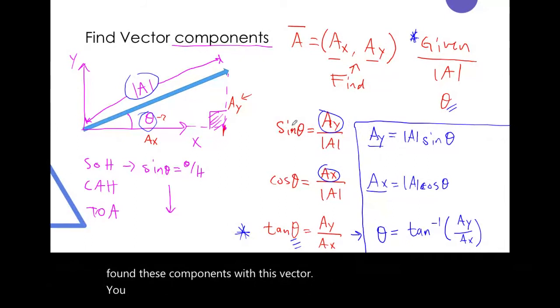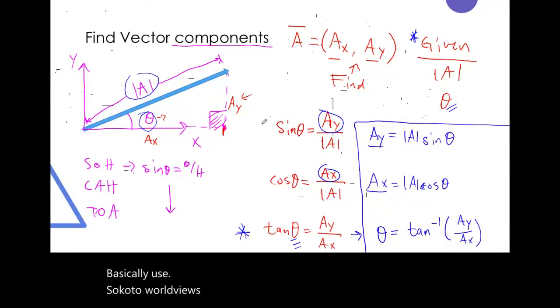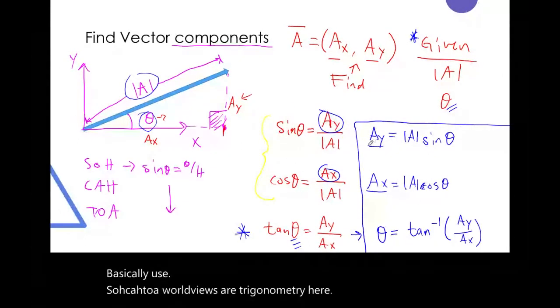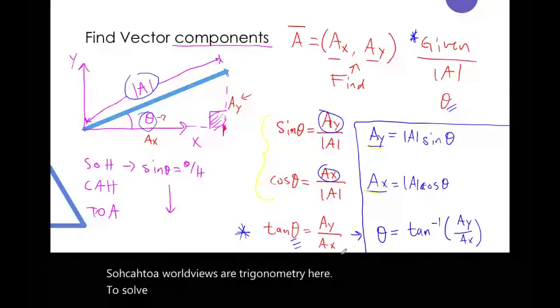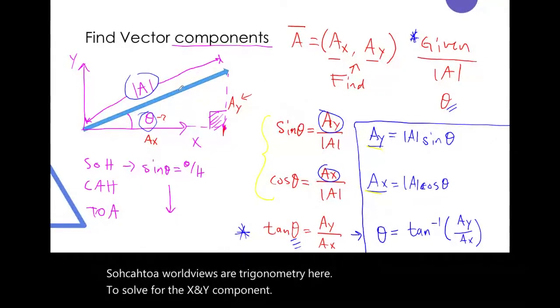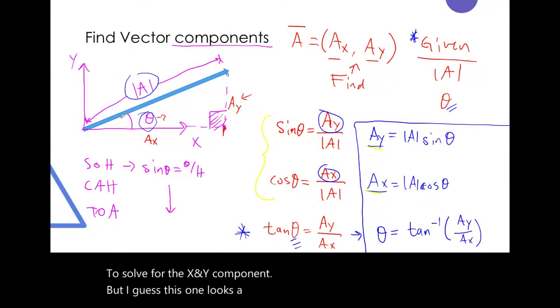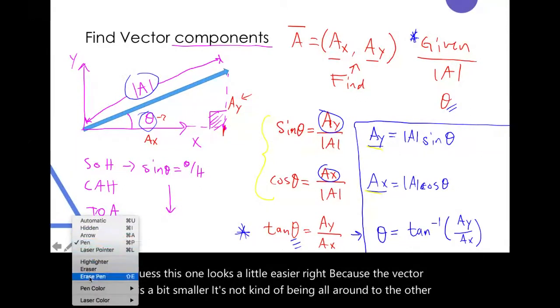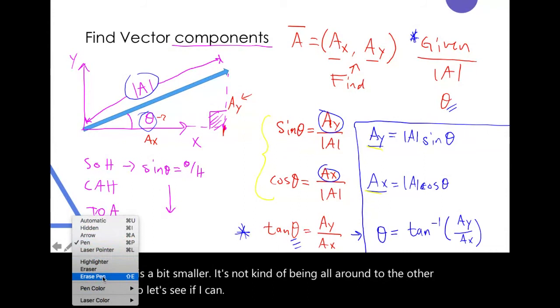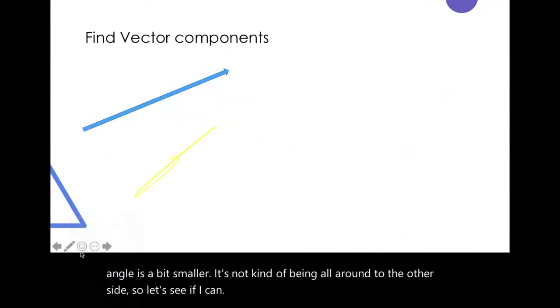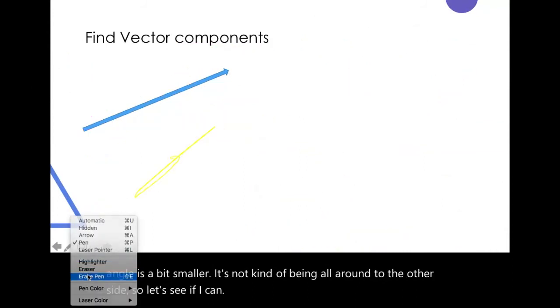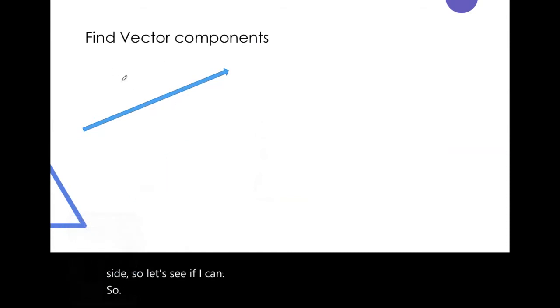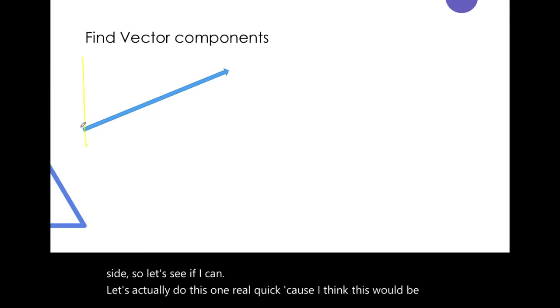We basically use Sohcahtoa, we use our trigonometry here to solve for the x and y component. But I guess this one looks a little easier, right? Because the vector angle is a bit smaller. It's not bent all around to the other side. So let's see if I can erase. Let's actually do this one real quick because I think this would be easier to start with.